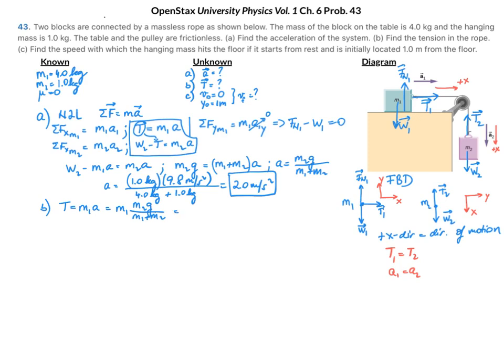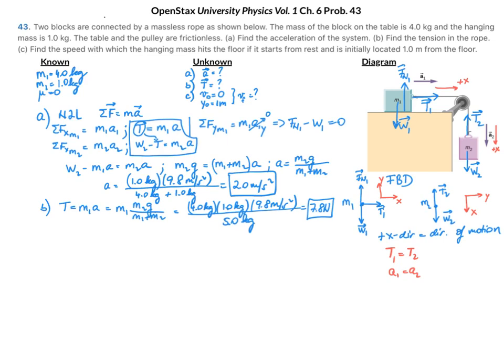So I have m1, which is 4 kilograms, times m2, which is 1.0 kilograms, and then 9.8 meters per second squared, divided by 5.0 kilograms. It's m1 plus m2. And when we plug these numbers into our calculators, we end up with 7.8 newtons. So here we have the tension that pulls m1 to the right and holds m2 up, so it only accelerates downward with 2 meters per second squared rather than 9.8 meters per second squared.